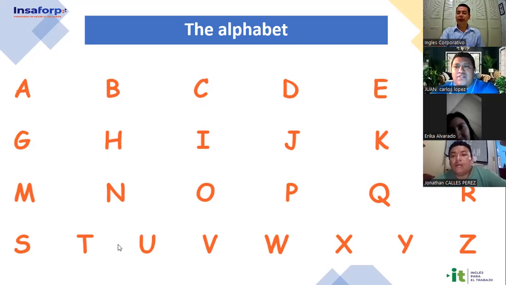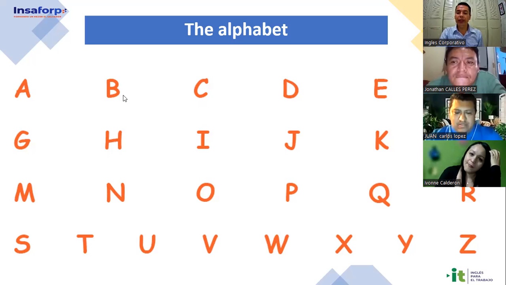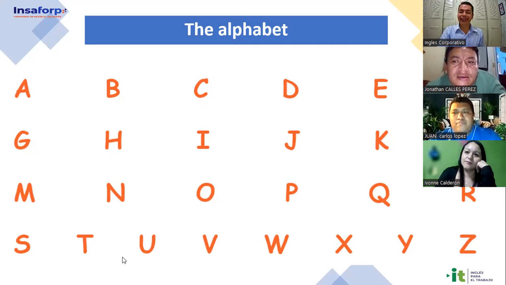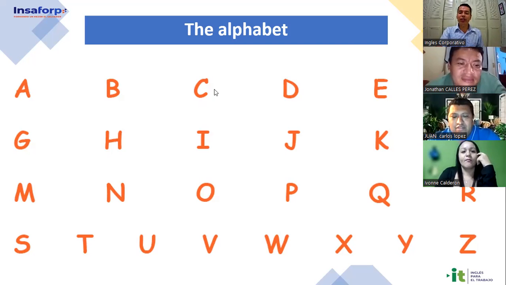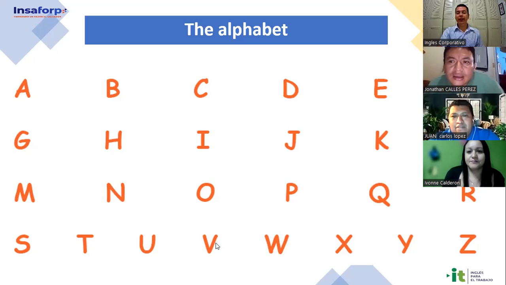Ahora vamos a tratar con Jonathan. Jonathan, please. V. Microphone on, please. Jonathan, el micrófono, the microphone. V. Okay. V. Excelentoso, right? Very good. Thank you very much. Now, let me see. Yvonne, help me, please. B, V. B. V. Okay, thank you very much.